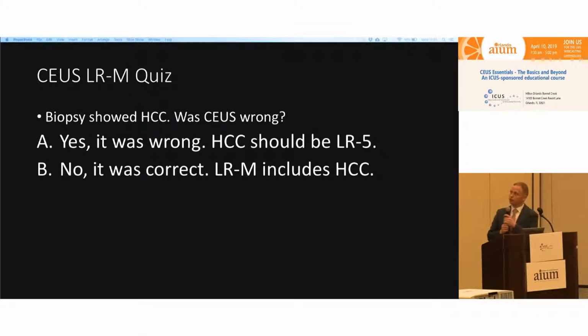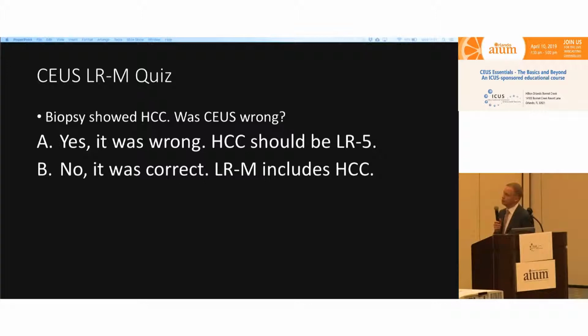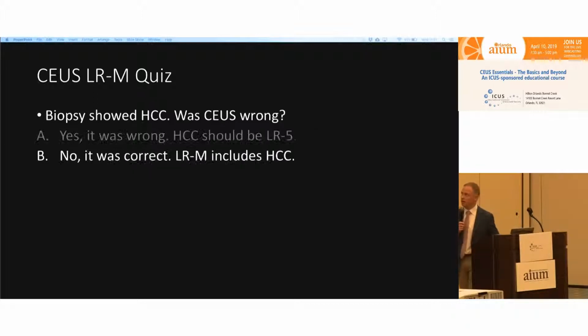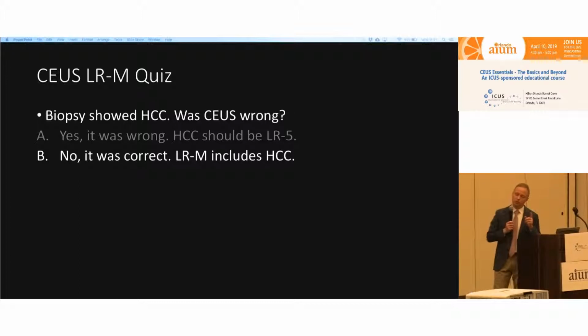All right, the biopsy showed HCC in this lesion. So was contrast-enhanced ultrasound wrong? Yes, it was wrong because HCCs should be LI-RADS 5, or no, it was correct because LI-RADS M includes HCC, and it was correct. Because remember, LI-RADS 5 is HCC, but it will not pick up 100% of HCCs.